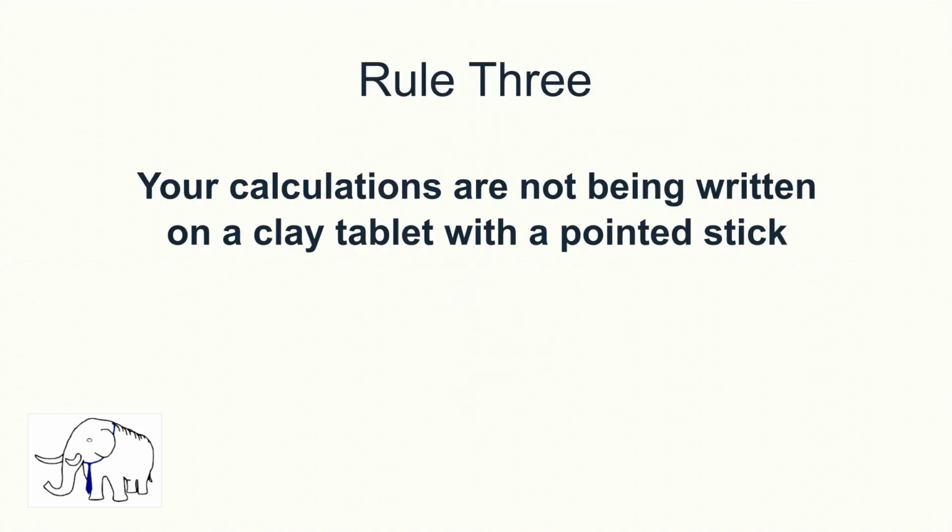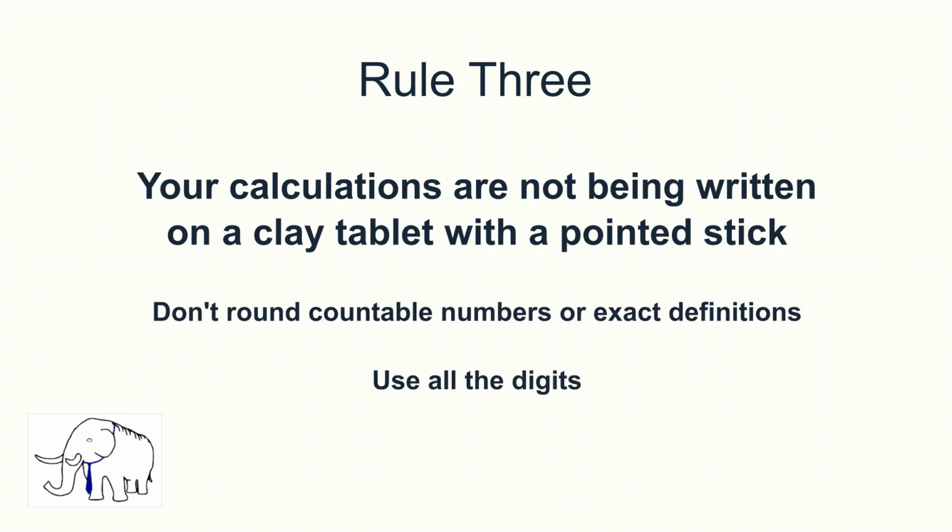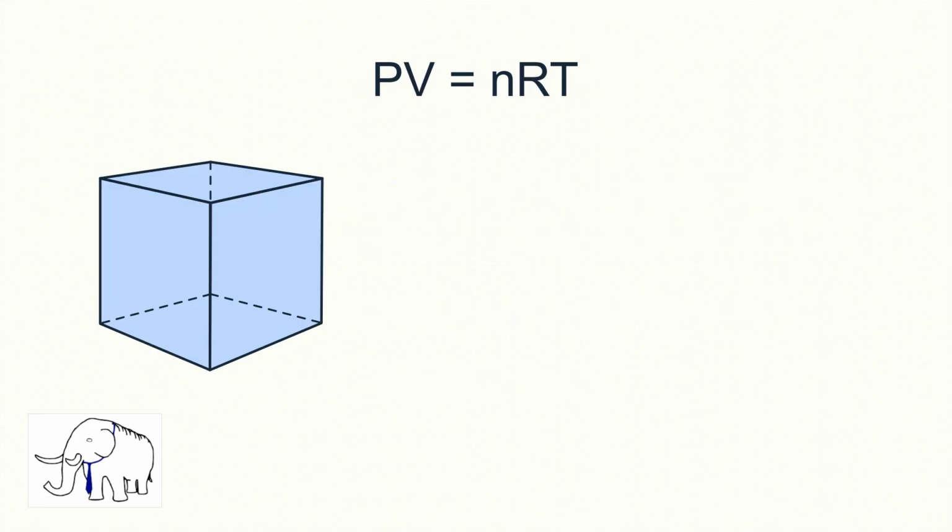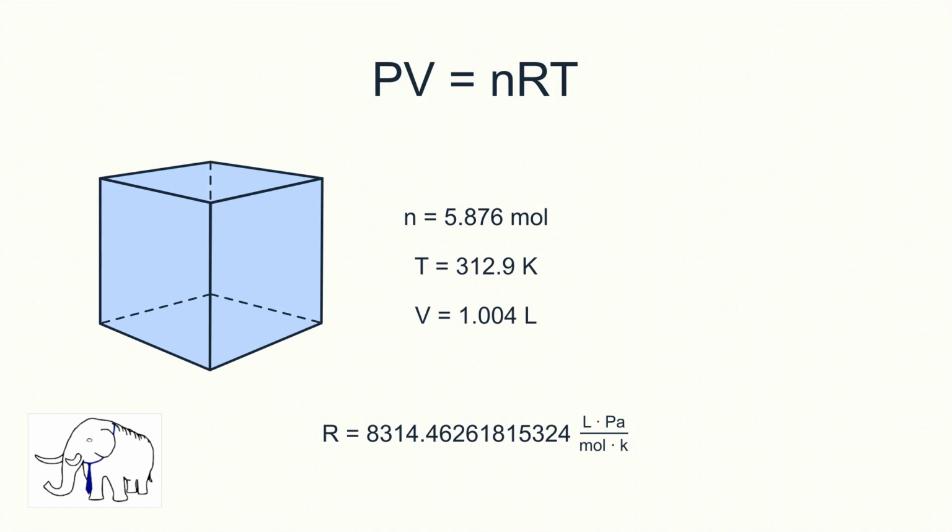Rule 3. Your calculations are not being written on a clay tablet with a pointed stick. Use all the digits. Let's say you have a PV=nRT problem. Your measurements are to 4 significant figures, and now you need to do some arithmetic with your measurements and the gas constant. The gas constant is one of those exact by definition numbers, at least it's exact since the 2019 revision of the SI units. But it's a fairly inconvenient exact number with lots of digits.